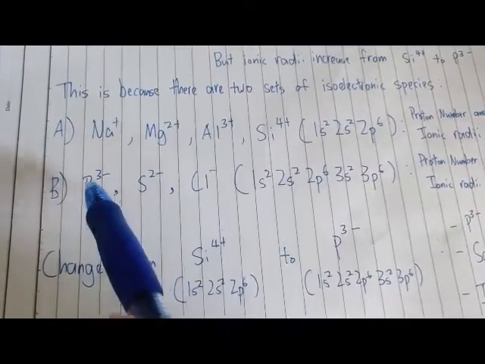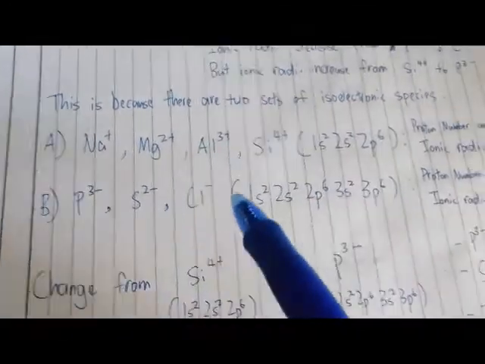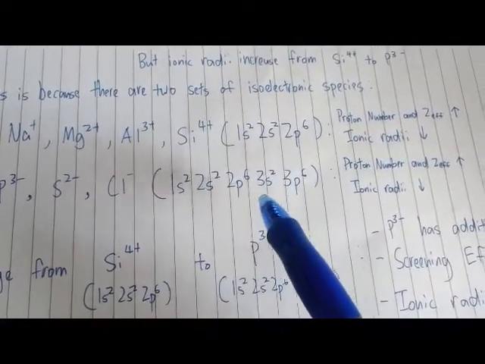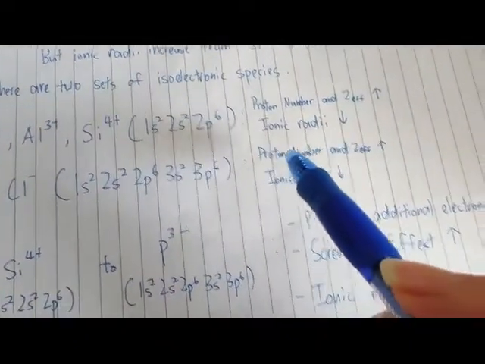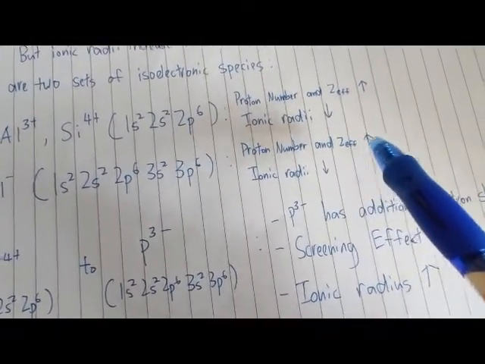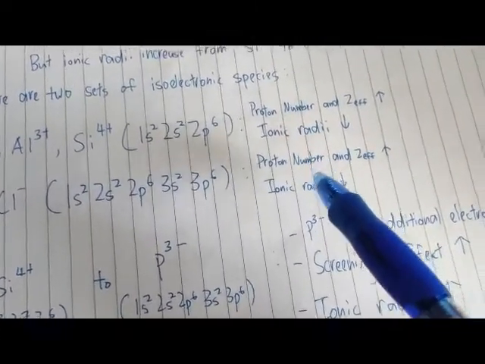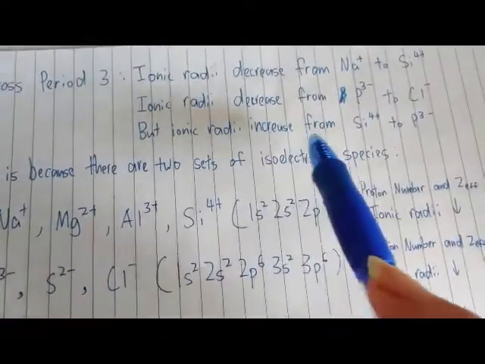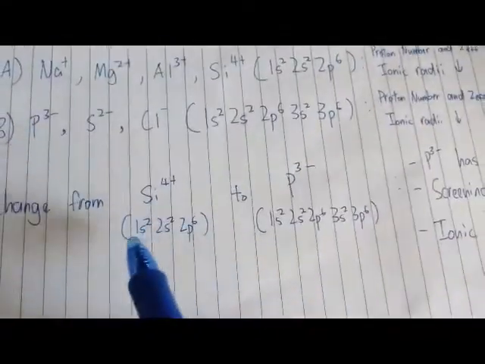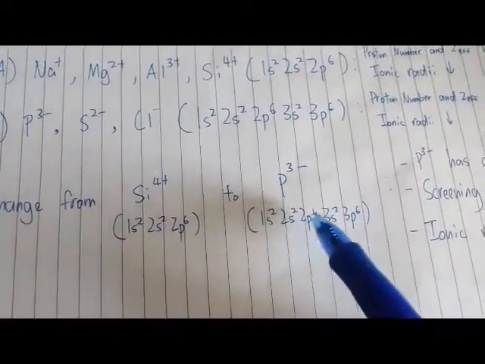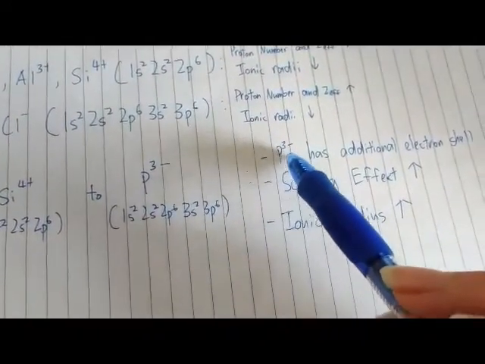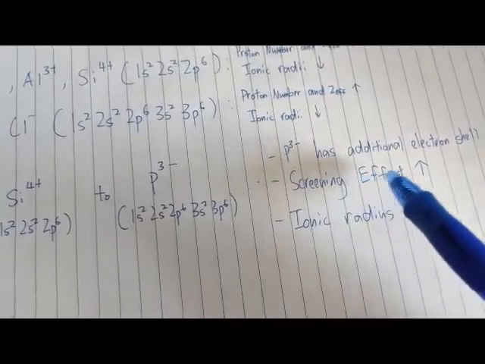The second set is phosphorus 3 minus, sulfur 2 minus, and chlorine minus. All three of these ions have the same electronic configuration, 1s2, 2s2, 2p6, 3s2, 3p6. The explanation is the same: proton number increases, effective nuclear charge increases, electrons are pulled closer towards the nucleus, and the ionic radius decreases. The explanation of the change from silicon 4 plus to phosphorus 3 minus is the same. By comparing these two ions, we can see that the phosphorus 3 minus ion has an extra electron shell, 3s2 3p6. So the phosphorus 3 minus ion has an additional electron shell, the screening effect increases, and the ionic radius increases. That's all. Thank you.